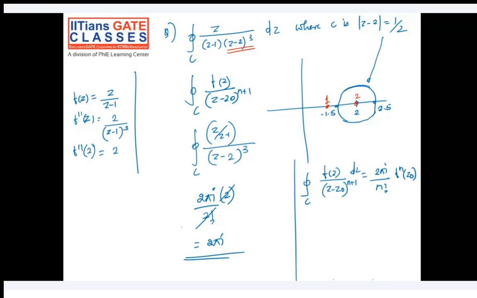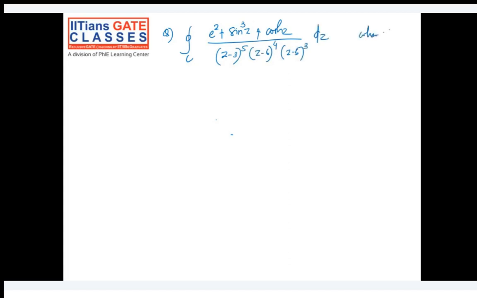Okay, let me give one question to you. Integration over a closed curve C. We'll solve this here. e to the power z plus sine cube z plus cos hyperbolic z, divided by z minus 3 raised to the power 5, z minus 6 raised to the power 4, z minus 5 raised to the power 3, dz, where C is mod of z equal to 3 by 2.